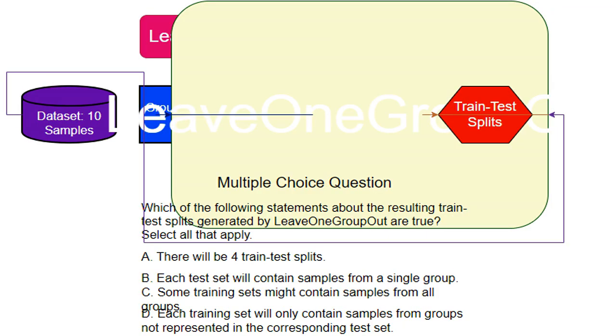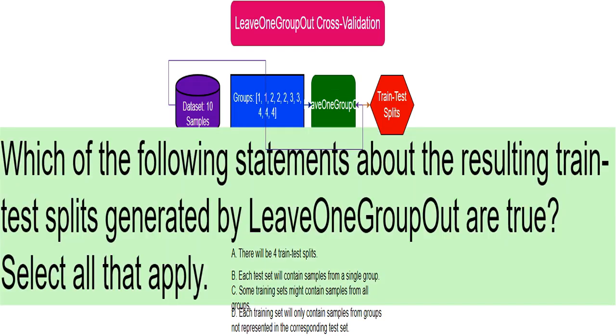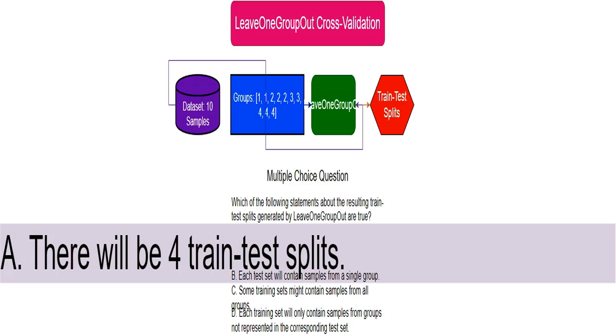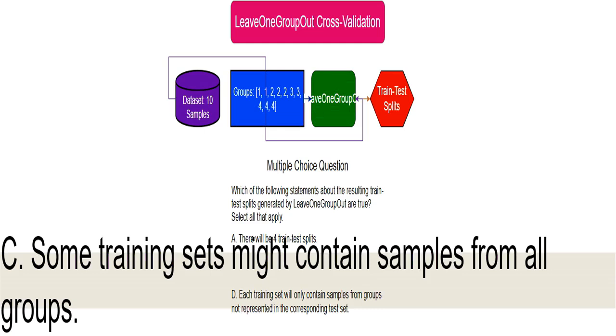This refers back to LOGO, which is my method for dividing data into training and testing sets. I'm about to answer a multiple-choice question that tests my understanding of LOGO. This is the core question. I need to evaluate the different statements about how LOGO divides my data. Statement A predicts the total number of times I'll divide the dataset. Statement B describes what will be in each testing section that I'm creating. Statement C describes a possibility for the data that I'll use for training.